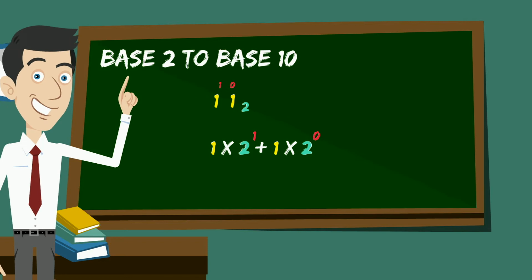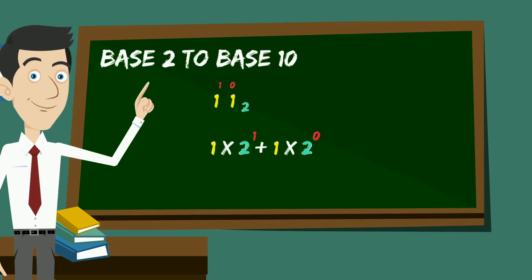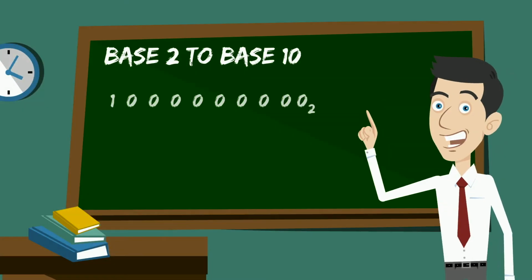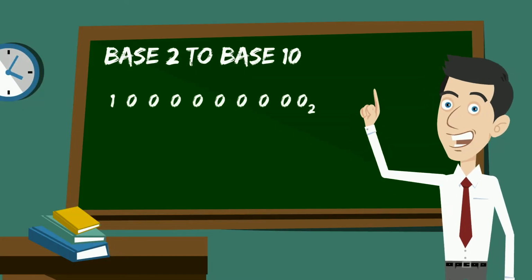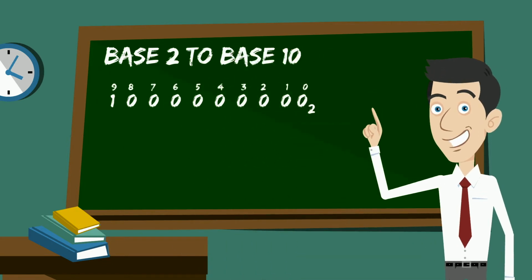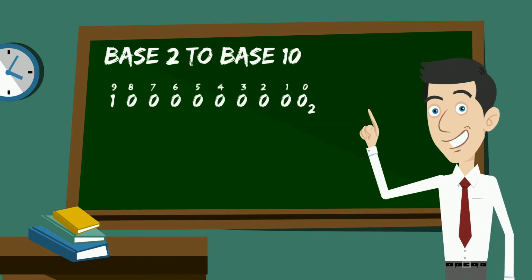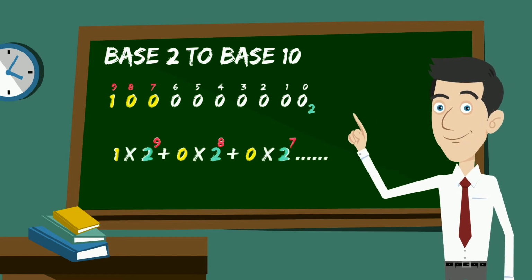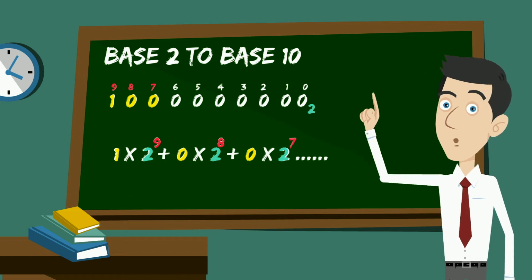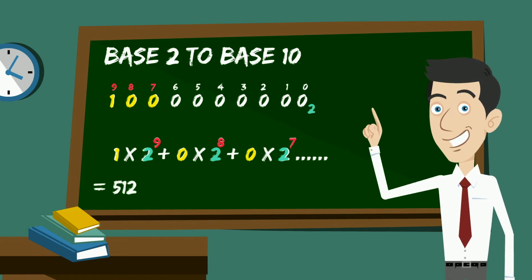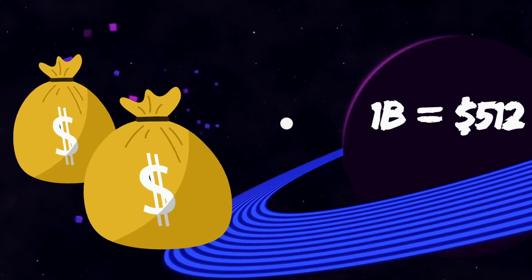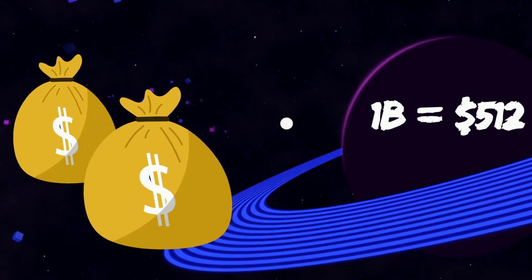To determine how much you need to become a billionaire in base 2, we can use the same method. There are 9 zeros and a 1 in 1 billion. So from right to left, we write down 0 to 9 on top of the number. We then multiply 2 to the power of 9 by 1. Since all remaining digits are 0, we can simply ignore them. This gives an answer of 512. You are not dreaming, you only need $512 to become a billionaire.